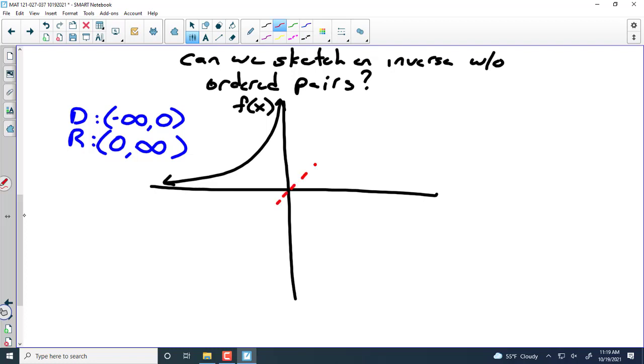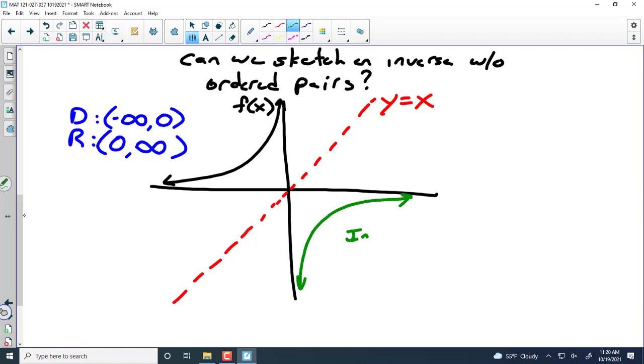Now right here is the line y equals x. So what we want to think about is what would happen if we suddenly just flipped that over that line. What would we get? Do you think that could be the inverse down there? Does it look like a reflection over that line? It does to me. Let's double check our domain and range.